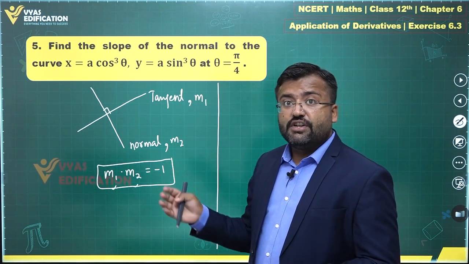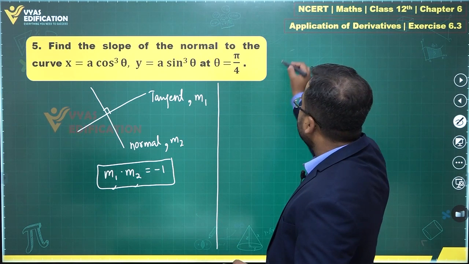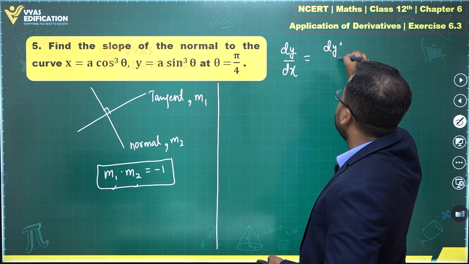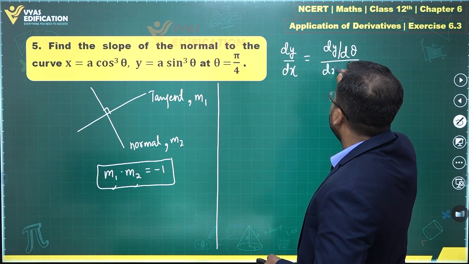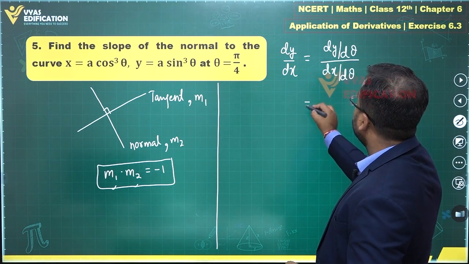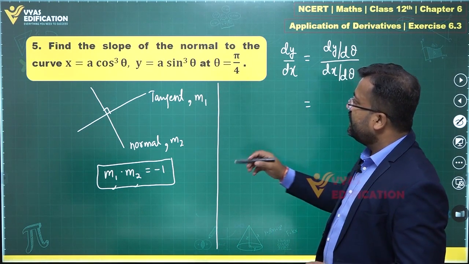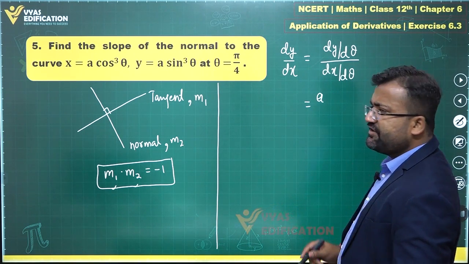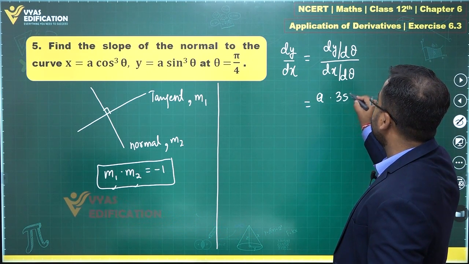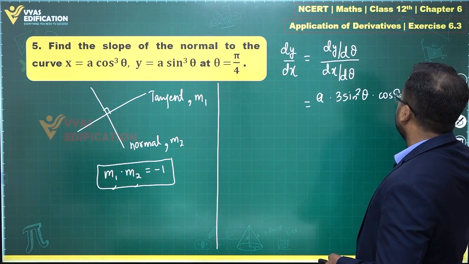But here the curve is given in terms of parameters, parameter theta, so that's not a worry. We need dy by dx, and dy by dx will be simply equal to dy over d theta upon dx over d theta. This is what I'm interested in, right? And what is dy over d theta? So for y, we need to differentiate with respect to theta. a is a constant, a is the least of our worries. Sine power 3 theta, we will apply the chain rule. This becomes 3 sine square theta first of all, and the derivative of sine theta is simply cos theta.